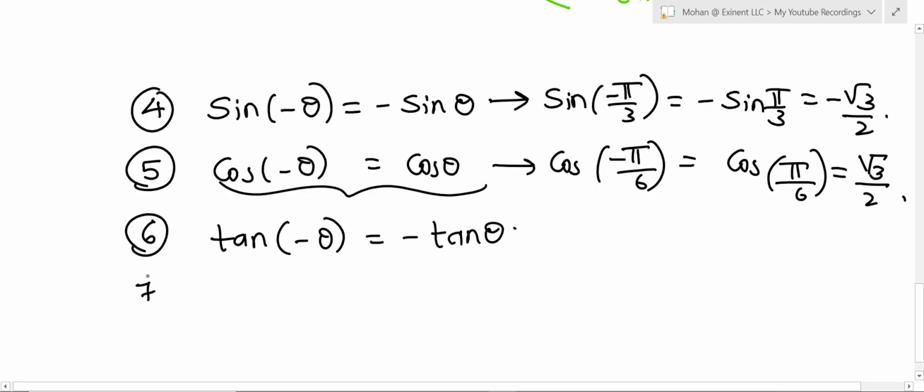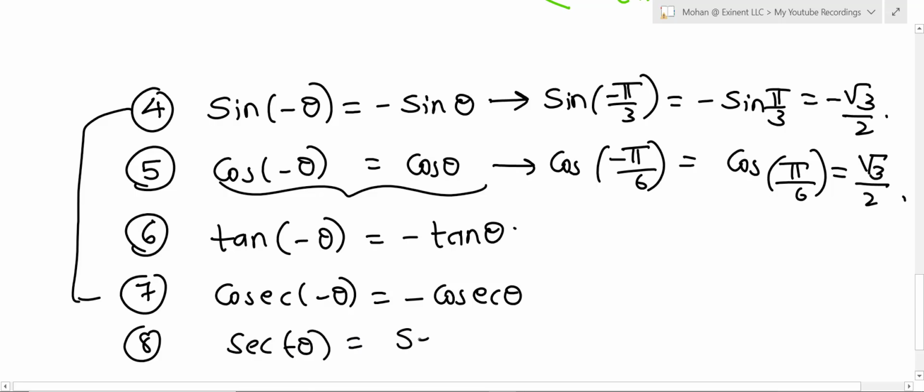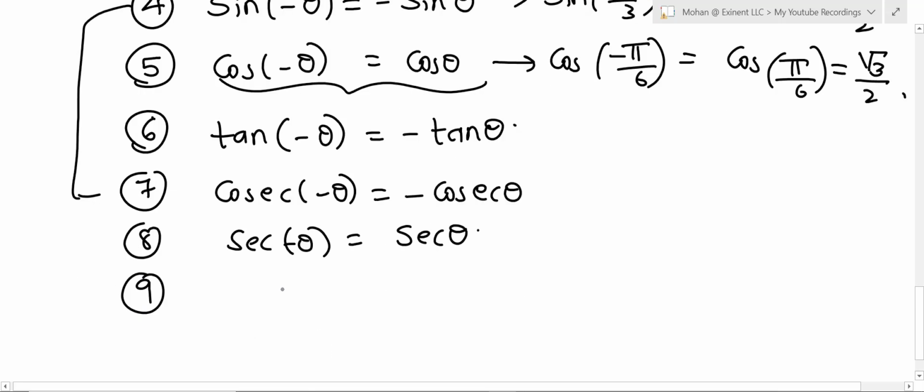Next, let us try to see the reciprocals. Sine's reciprocal is cosecant. So what about cosecant of minus theta? This will become minus cosecant theta. Okay, minus cosecant theta. Next, the eighth one, what about secant of minus theta? Secant of minus theta will become plus secant theta. Next one is, of course, the reciprocal of tan theta, that is cot of minus theta, which will become minus cot theta.